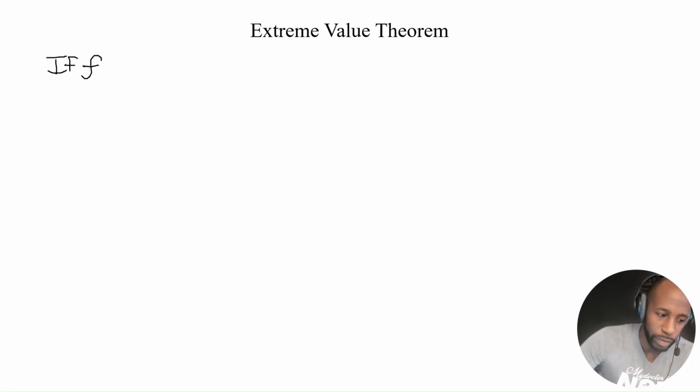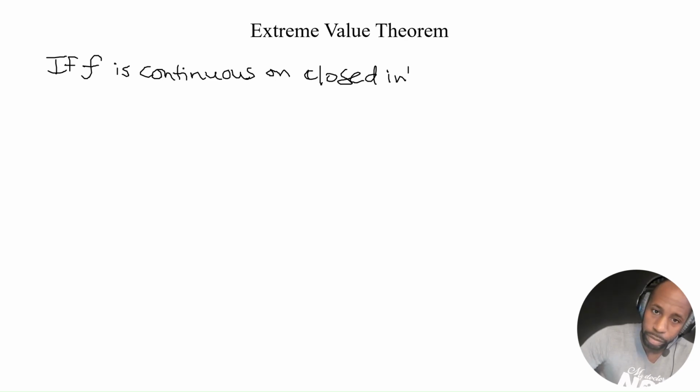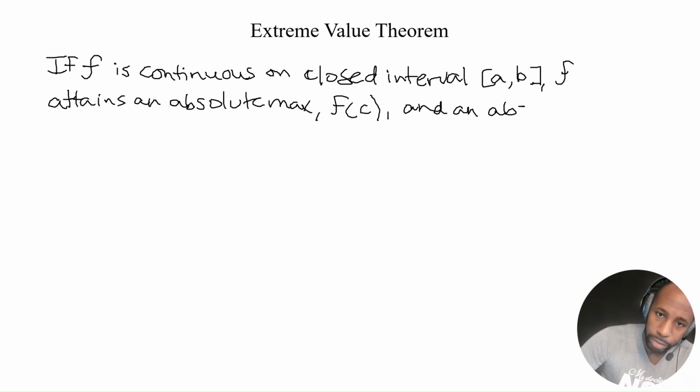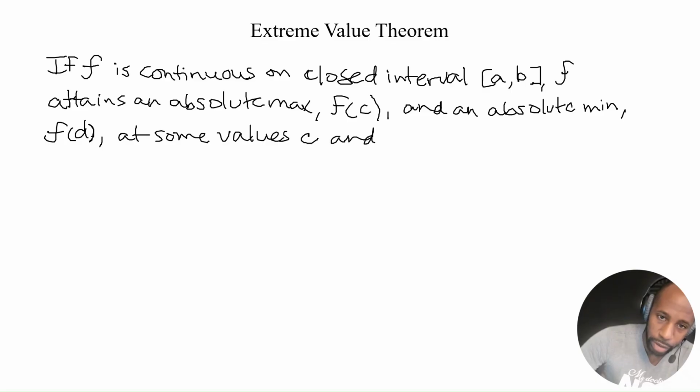So if f is continuous on closed interval [a, b], then f attains an absolute max, which we'll call f of c, and an absolute min, f of d, at some values c and d. All right, so let's read that again.